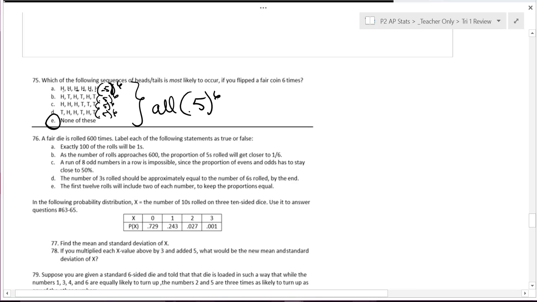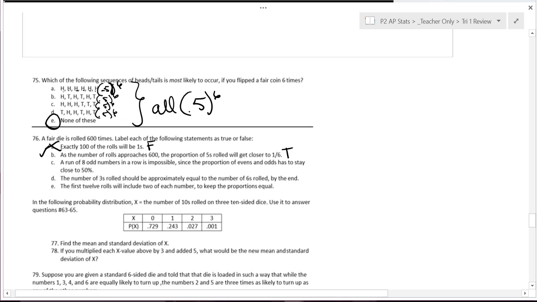True or false? A fair die is rolled 600 times. We always avoid "exactly." We're going to say false here. As the number of rolls approaches 600, the proportion of 5s will get closer to 1/6. This is the law of large numbers.